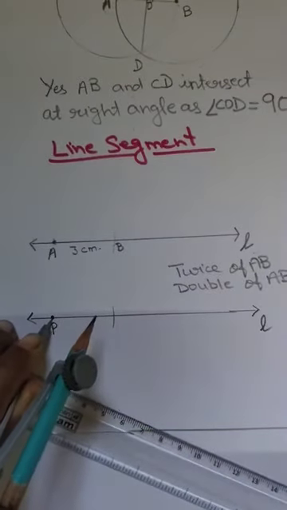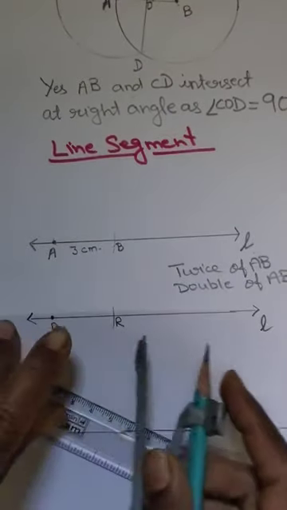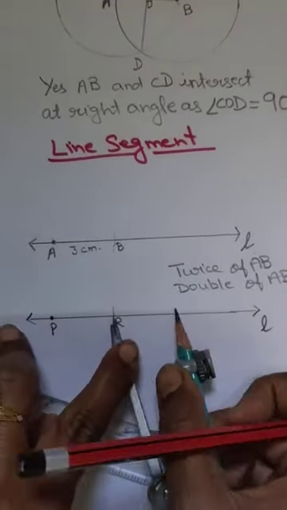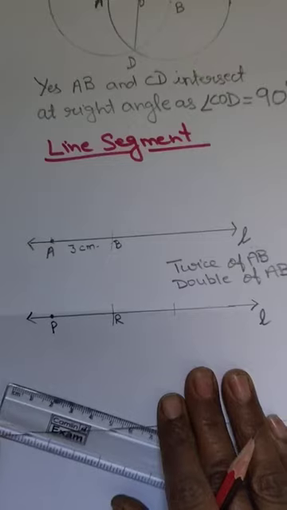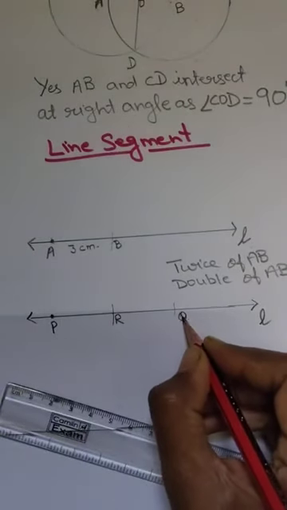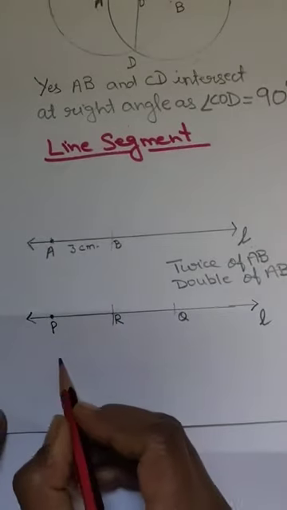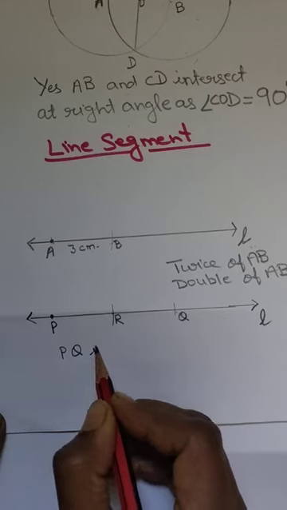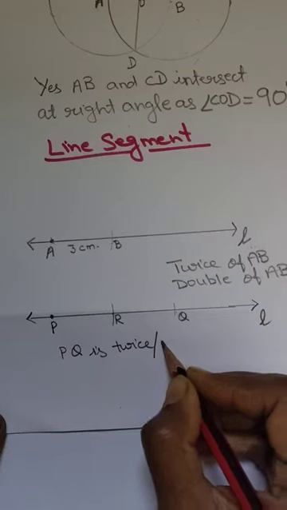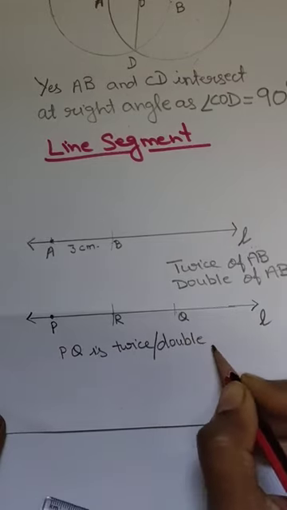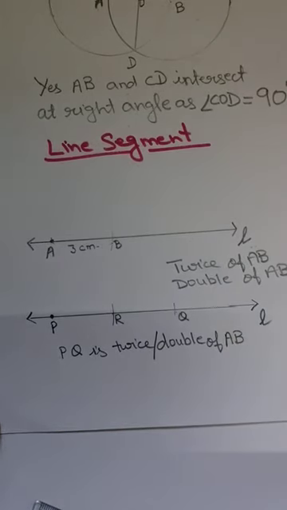cut line L. Give it name R. Now from R, draw one more arc of the same measurement. I have not changed the opening of the compass. Okay. Give it name Q. So see, this is one time AB, this is another time AB. So twice is done. So we can say PQ is twice or double of AB. Understood?